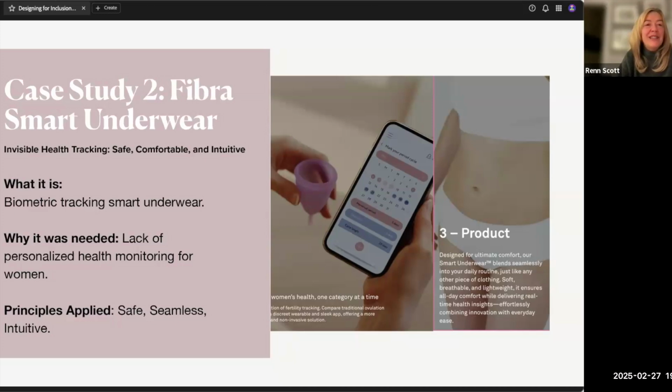Let me go to the next slide here. And you can see again, it's like an ecosystem. It has an app, it has the underwear, and a device that connects with the sensors.